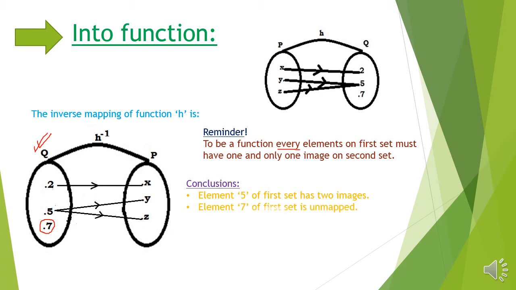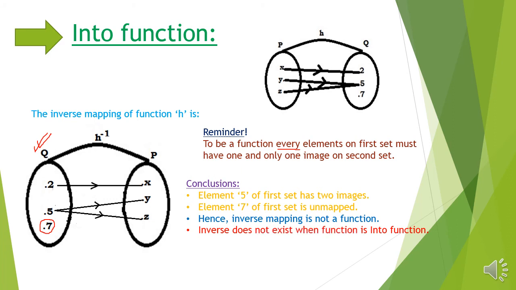Also, another thing that contradicts is that 7 of the first set is unmapped. Every element must have one image on the second set, but our second element does not have an image. So this contradicts the definition of a function. We can say the inverse mapping is not a function, that H inverse is not a function, and inverse does not exist when the function is an into function. We concluded two types, and in both types inverse does not exist.